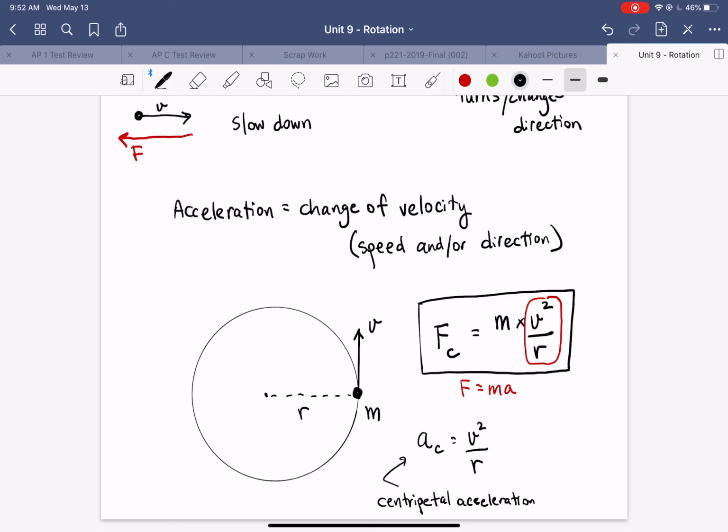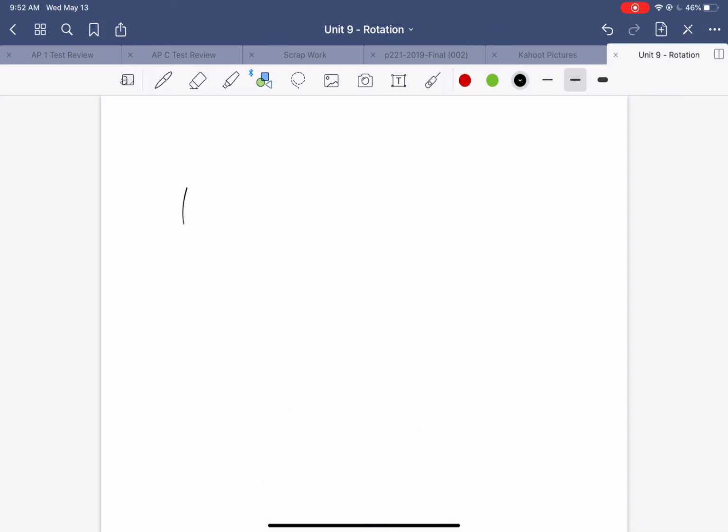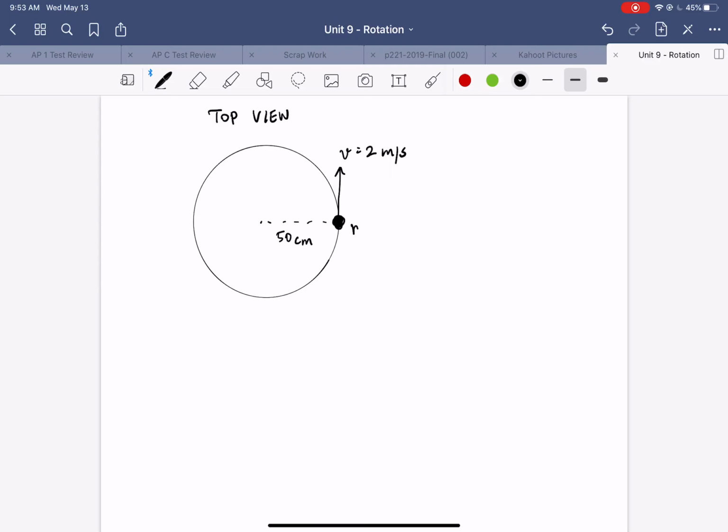Okay, so let's look at a couple of examples. Let's say we are spinning a ball on a string above our heads. So here's the ball. Let's say this is a top-down view. Let's say the radius of the string is 50 centimeters, and the ball is moving with a speed of 2 meters per second. Let's say the mass of the ball is 200 grams. All right, so we could ask, what is the acceleration of the ball?